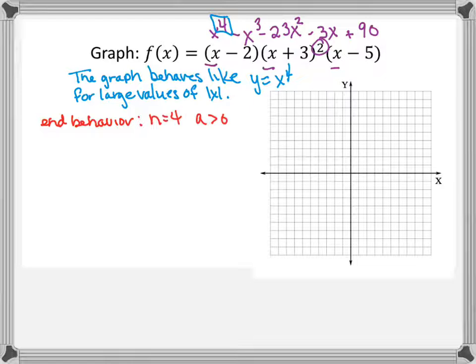So for end behavior, degree is 4, leading coefficient is positive. That means my graph will be up and up. It goes up and to the left and up and to the right.